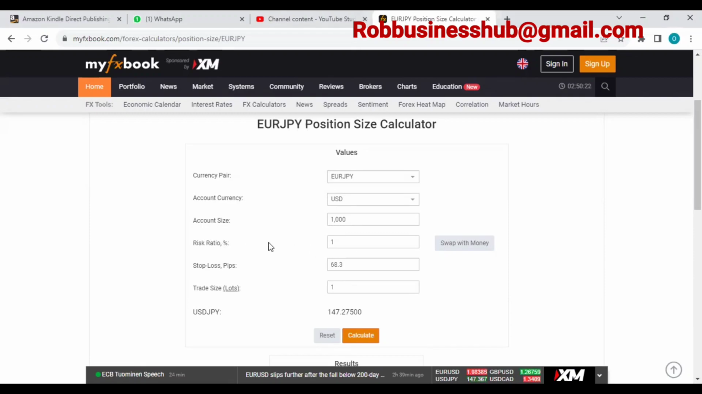Okay. Now, the next thing is your risk ratio. How many percent of your account do you want to risk on this particular trade? We are risking 1%. Remember, we're talking about the 1% rule. So that is 1% of our account. Now, this stop loss pips. Let me go back to TradingView and explain what this stop loss pips means.